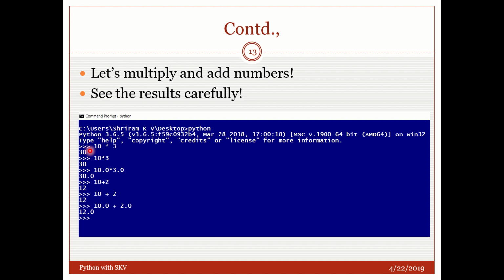Let's multiply and add numbers right now. How do you multiply? Very simple. 10 single star 3. Double star has got a different meaning. I'll tell you that later. 10 into 3 is 30. With space, without space, as I have tried. And these two are integers. Now when I go into float mode, the result will come in float mode. 10.0 star 3.0, I get 30.0. 10 plus 2 is 12. And 10.0 plus 2.0 is 12.0. So when you make it integer, you get it as integer. When you make it float, you get it as float. It's absolutely easy. So remember, space is not a problem. Single star is for multiplication, plus is for addition.